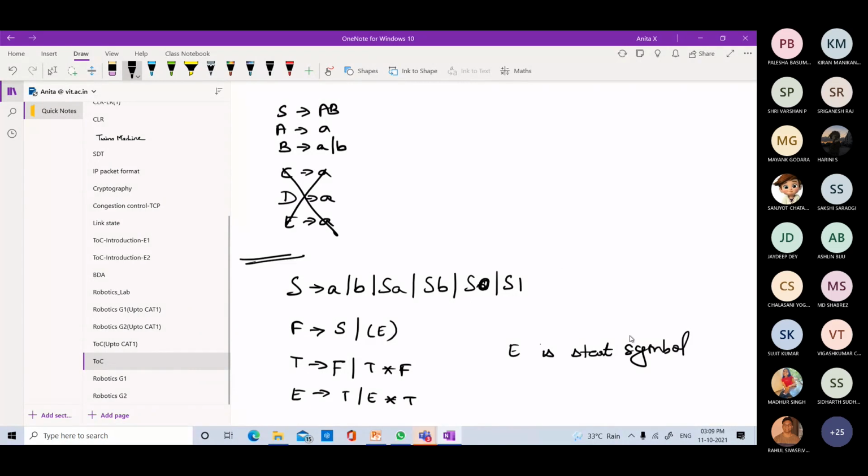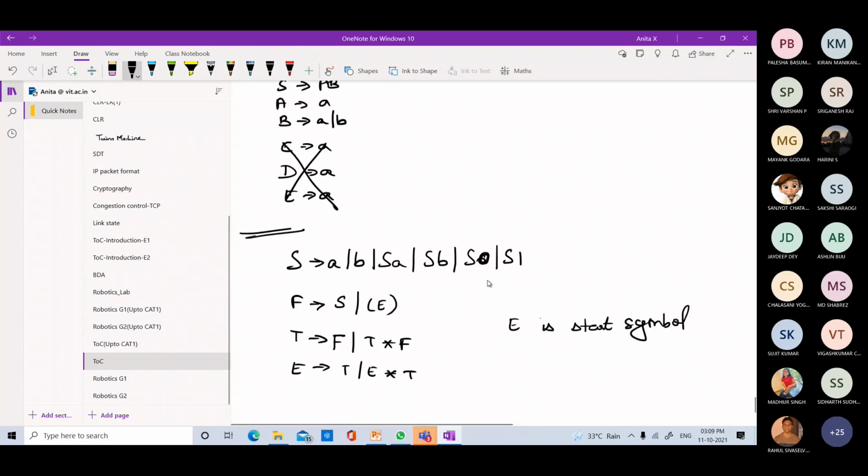Please make a note over here. This is why you have to check the formal definition of grammar. It is not mandatory that the first symbol in the grammar is the start symbol. Here you can see E is the start symbol. E derives E plus T or T, T derives T star F or F, F derives (S) or a, and S derives these.